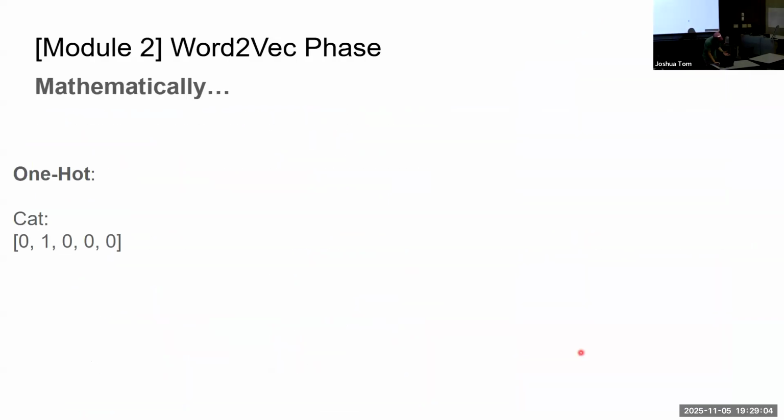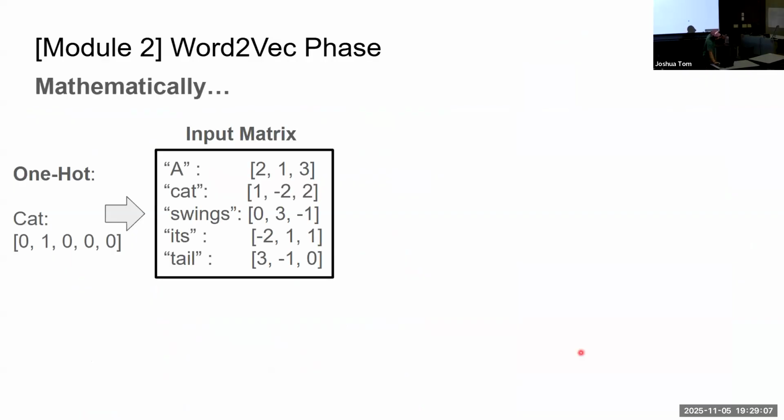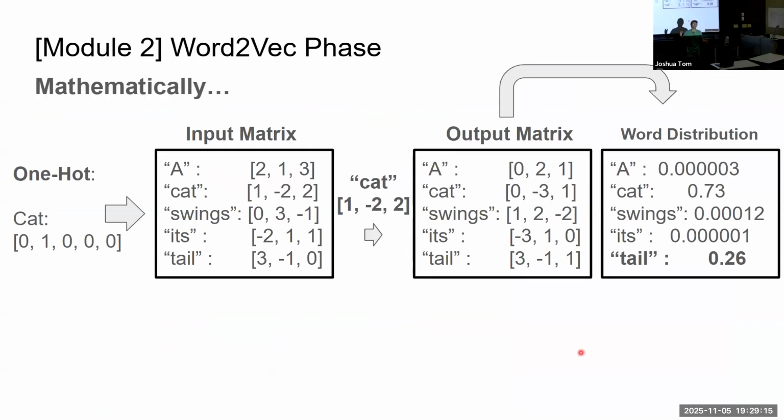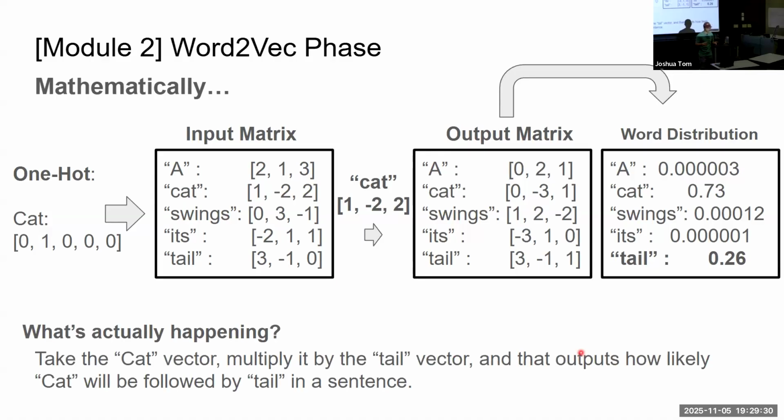So mathematically speaking, we take the word cat, we run it through the input matrix, and then we run it through the output matrix and we get a word distribution. So we checked the word cat against all the other outputs and we got the response of 0.26% chance of generating tail. What is actually happening here in an easy to understand way? We just took the cat vector, multiplied it by the tail vector, and the output from that is how likely cat is going to be followed by tail. That is all that is happening throughout all of these matrices. It's just, how likely is tail going to end up after cat?